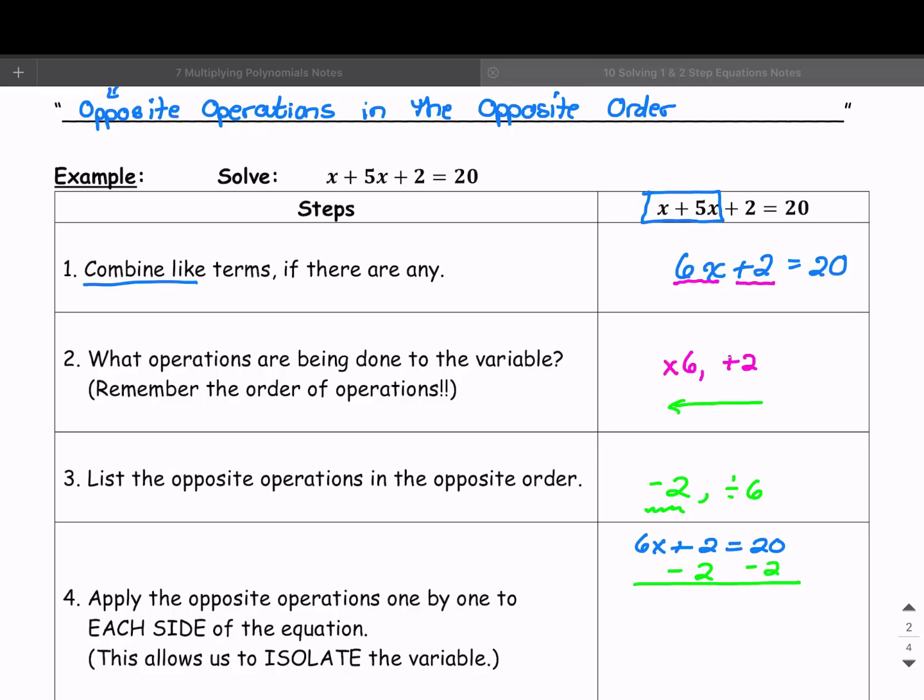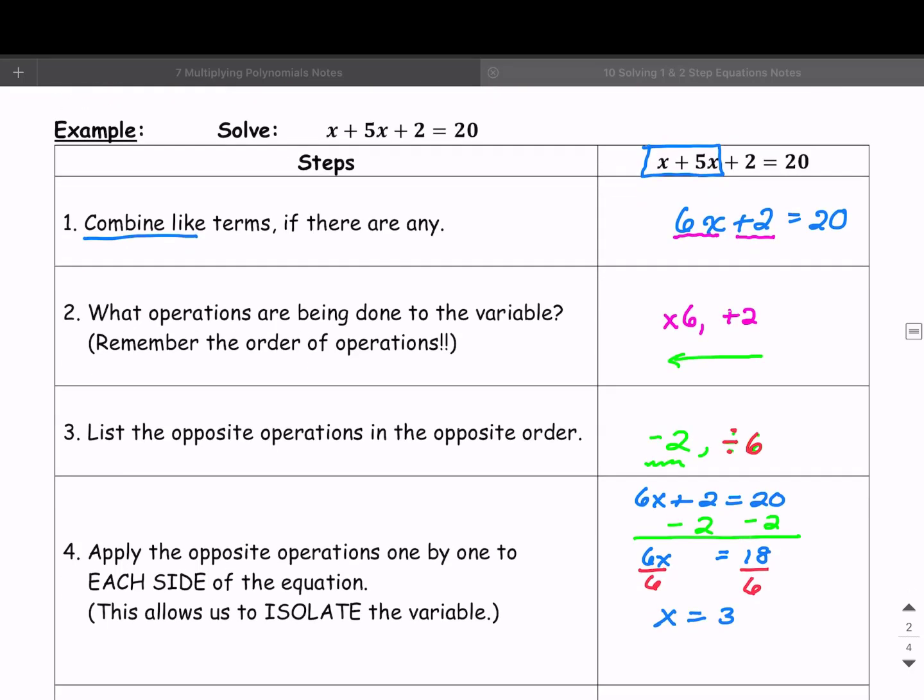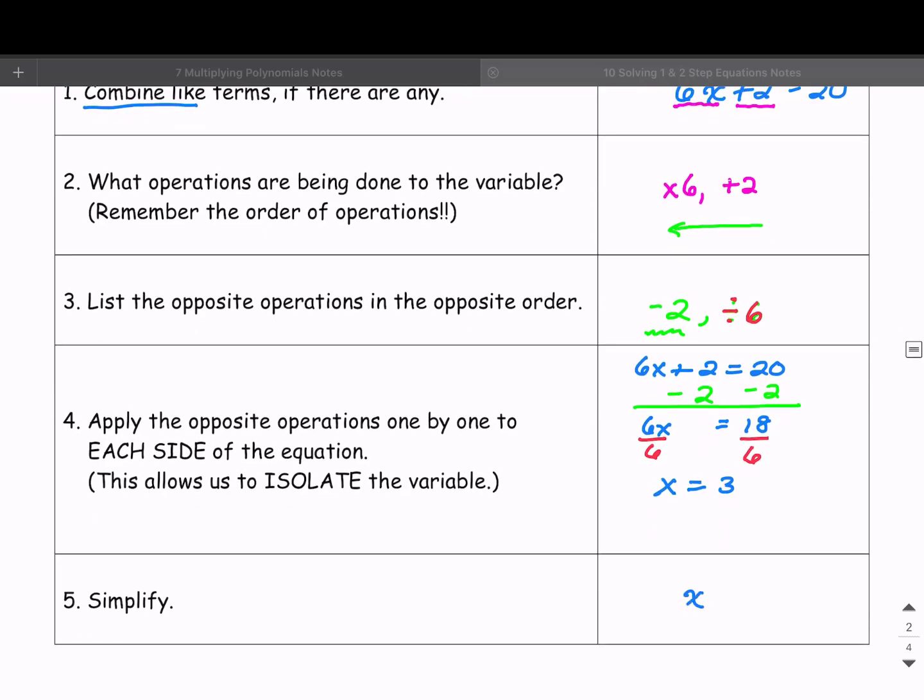When I do that, I'm going to get 6x, and 2 minus 2 is 0. 20 minus 2 is 18. The next thing I'm going to do is that next opposite operation in the opposite order, which is divide by 6. So I'm going to divide both sides by 6. And when I do that, 6x divided by 6, those 6's cancel out, and I just get x. And 18 divided by 6 is 3. And lo and behold, we have our answer, x equals 3.